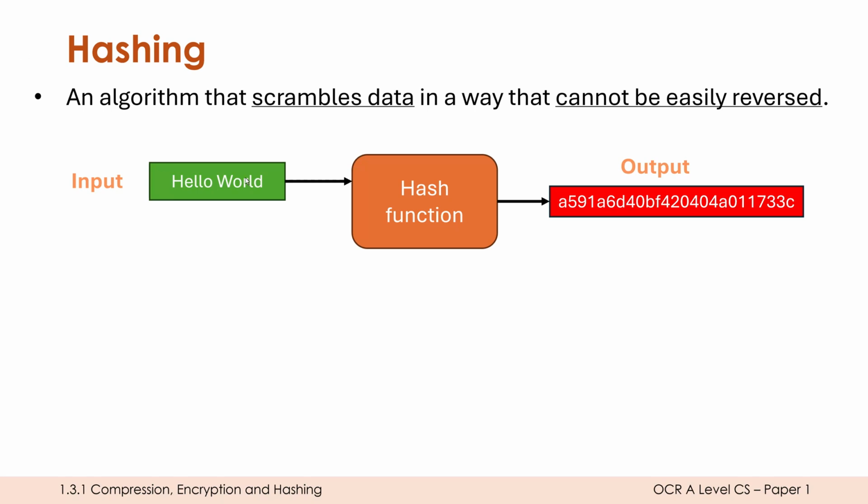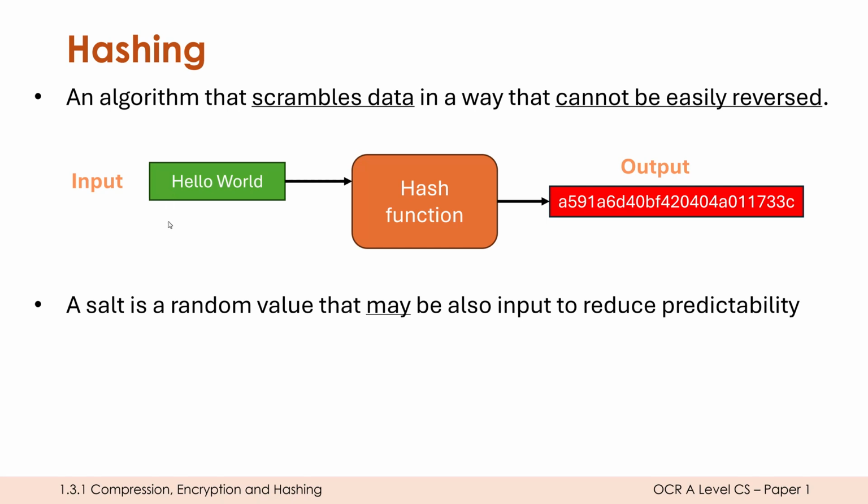Now, I've left a weird gap in this input because the input can just be one item, but sometimes we also have a second input along with our original data. And this is sometimes called a salt. So a salt is a random value that may also be input alongside your normal input. And the aim of this is to reduce predictability. And we'll look at why you may use a salt in the next video. The whole point is, if I apply the salt, I get a different output to if I didn't have the salt. So adding the salt gives me a whole different output, which helps with reducing predictability.